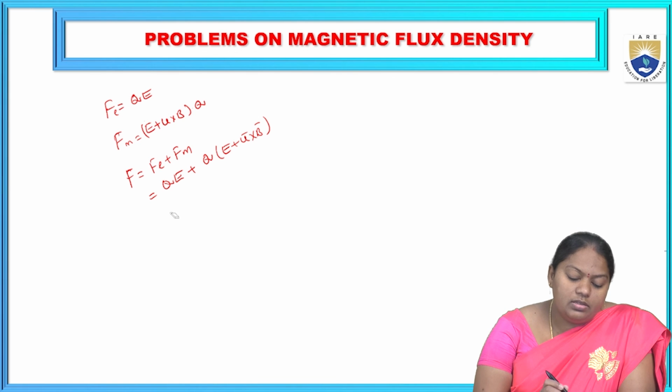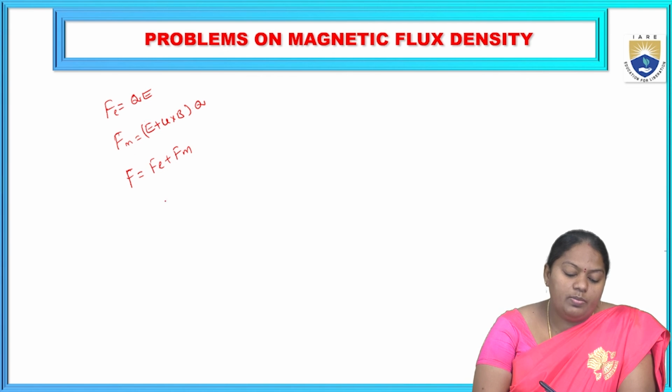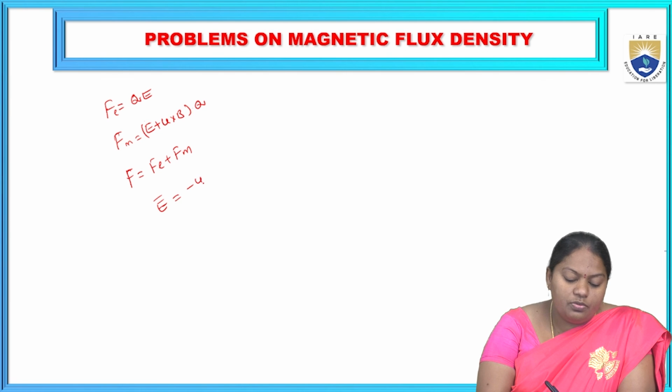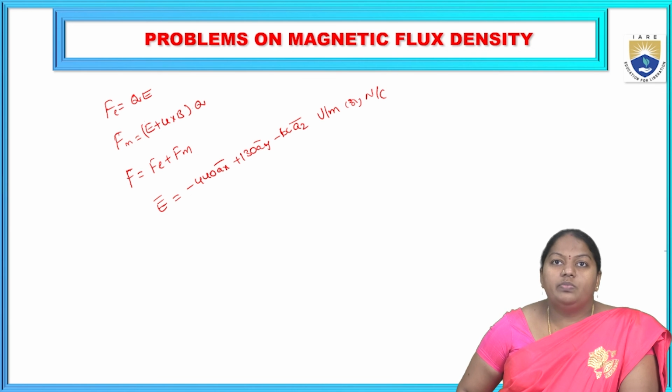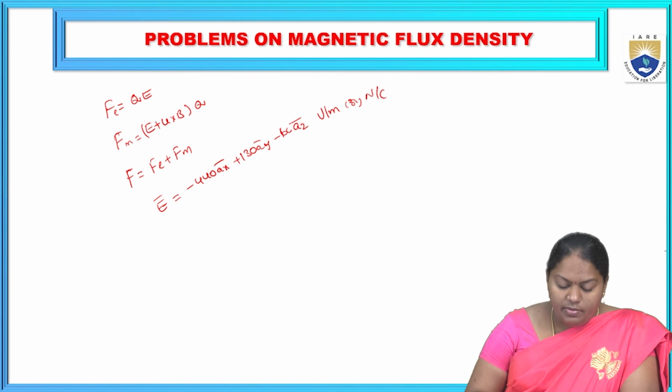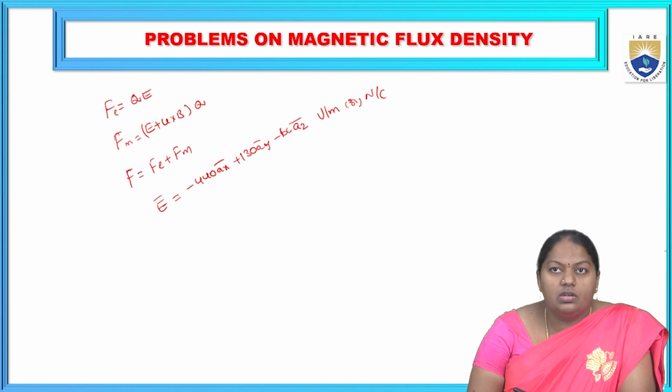Right? So if you evaluate the total thing here, then F equals Fe plus Fm, we substitute net force by 0, then we'll be getting E bar equal to minus 440 AX plus 130 AY minus 60 AZ volts per meter or Newton per coulomb. Right? So electric field intensity E is to be obtained. This is the way we have solved some of the problems based upon magnetic field intensity and magnetic flux density.